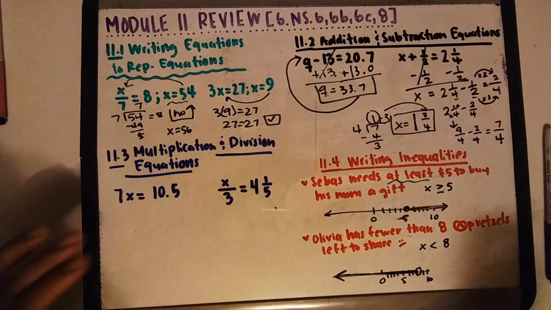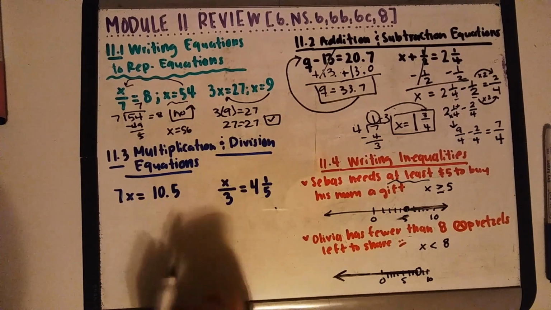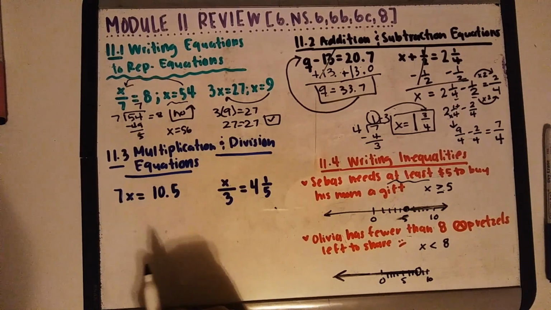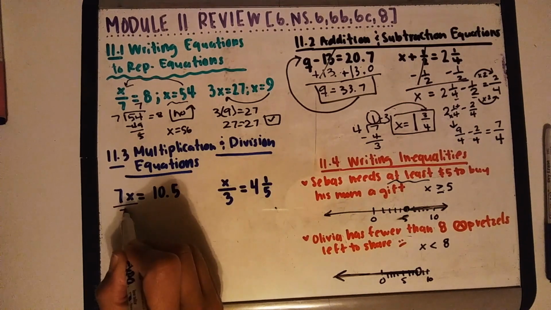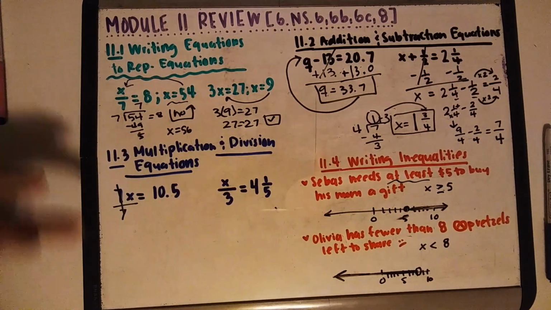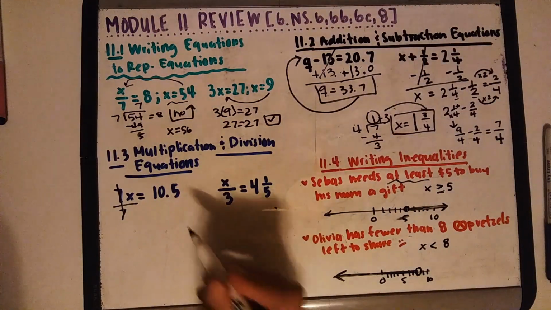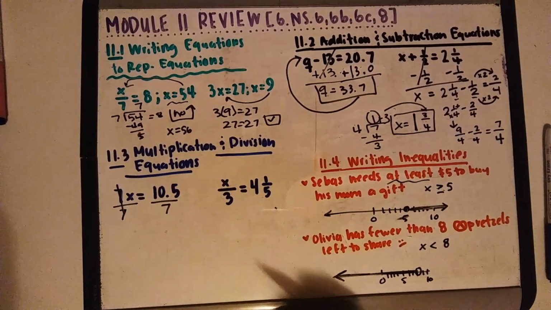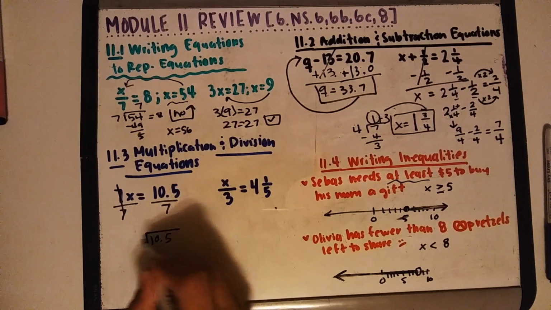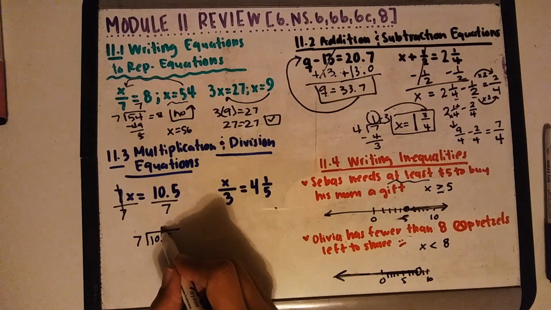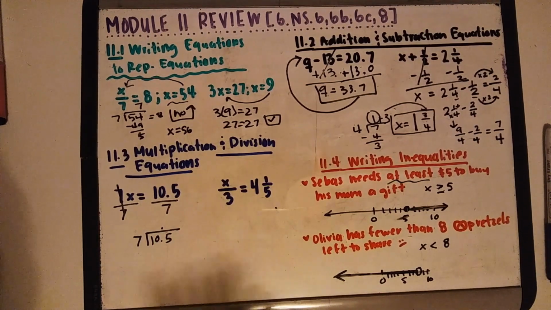So again, inverse operation. Right here, remember when you have a coefficient next to a variable, so basically a number next to a letter, you're multiplying. So the opposite of multiplication is division. So I'm going to divide by 7 to isolate my x, and 7 divided by 7 is just 1. And what I do to one side, I do to the other side. So then 10 and a half divided by 7. In this case, I just need to bring my decimal up. There's no decimal in my divisor, so I leave it alone.